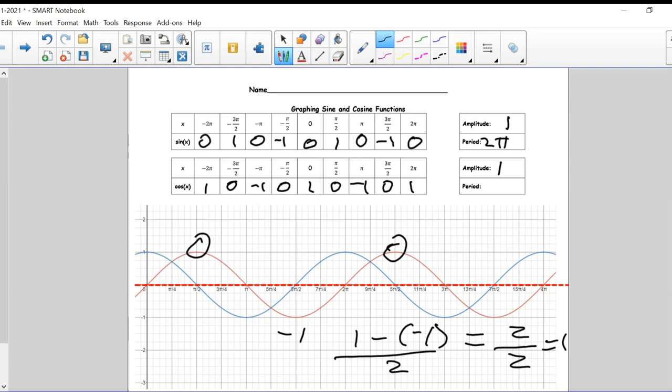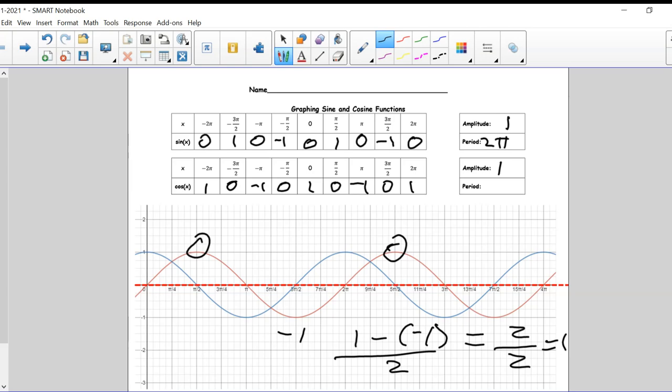Can that change? Absolutely can change, right? You can write equations that give you a very different period. You can write equations that give you a very different amplitude. We're going to be doing all of that hopefully today. But those are two concepts I really needed to nail down today, right?